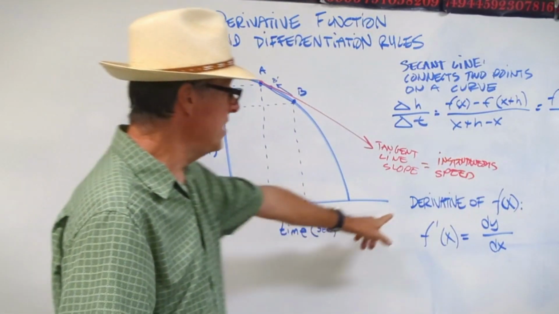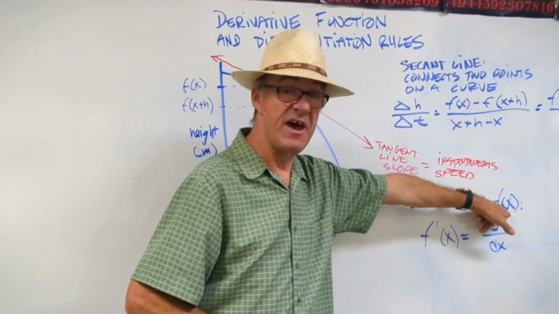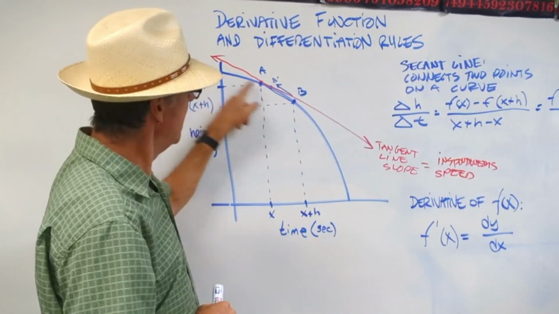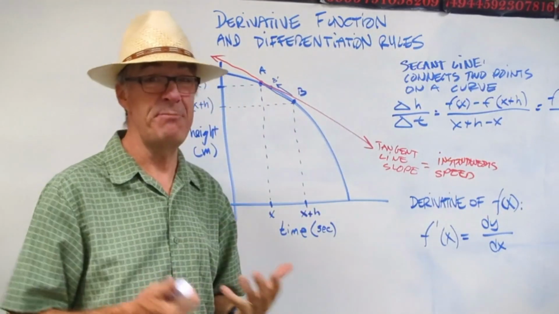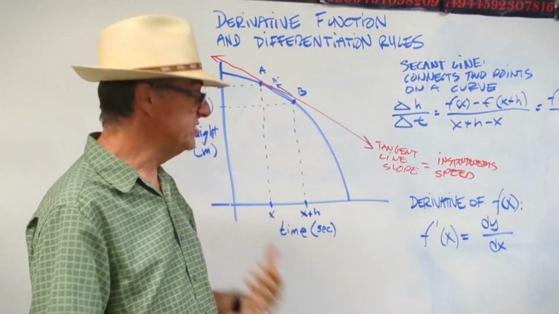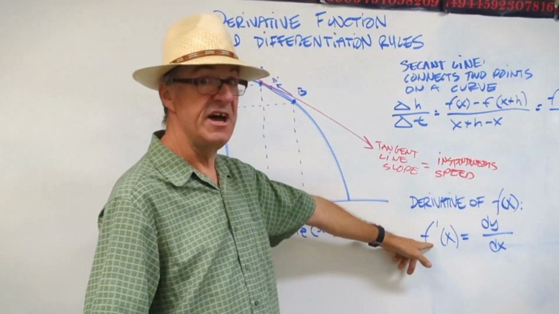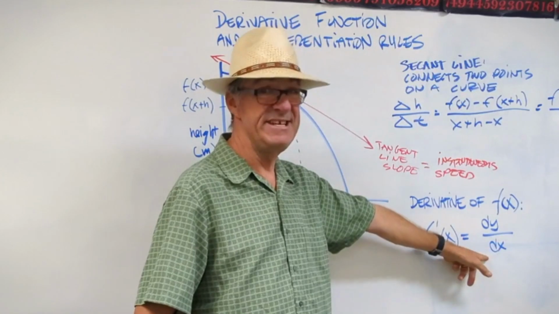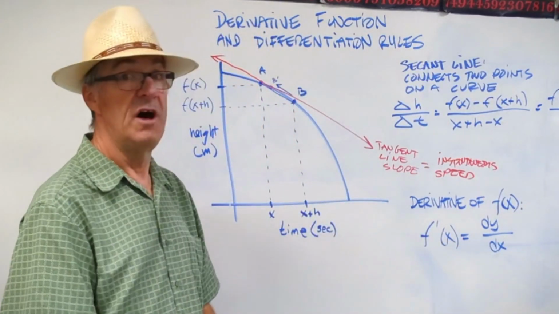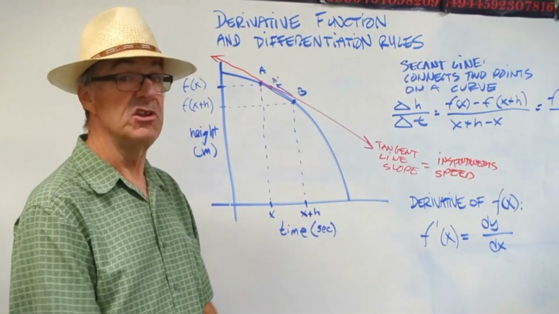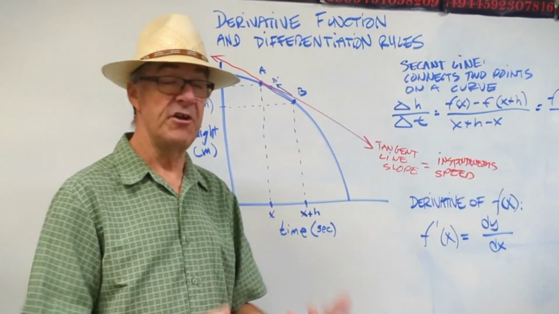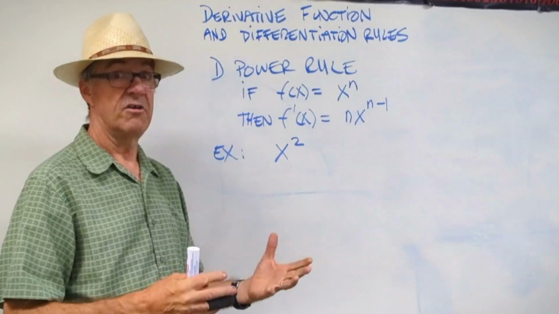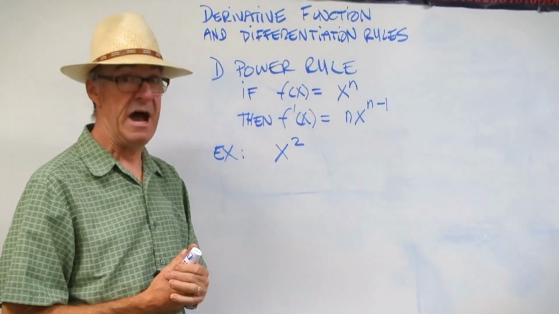If we want the derivative of f of x, this would be a derivative function that we could then use to figure out the instantaneous speed at any point on that curve. Here's the notation we use. f prime of x is the derivative of f of x. We can also use dy dx to express the derivative of f of x. So let's take a look at some differentiation rules, how they're used to find the derivative function for a given function. All right, our first rule is called the power rule.